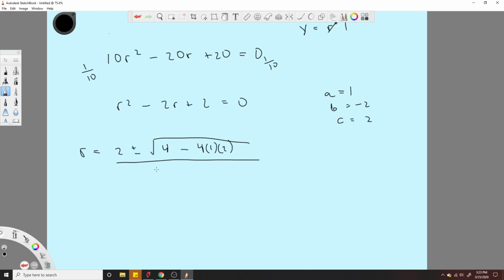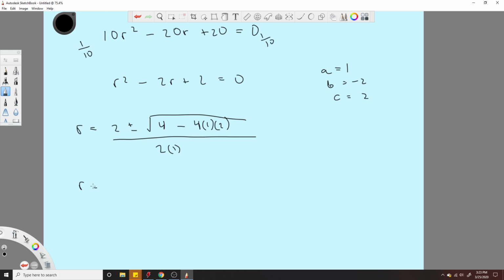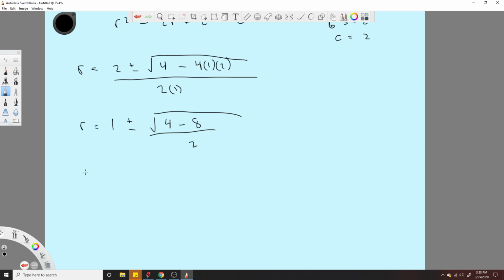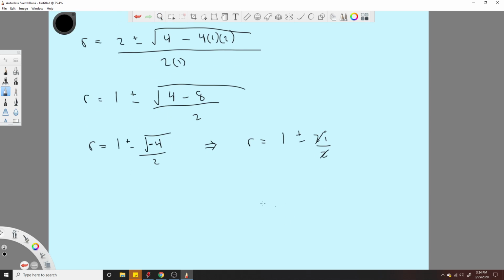all over 2 times a, which is 1. So this 2 over 2 will be a 1, plus or minus the square root of 4 minus 8 over 2. r equals 1 plus or minus the square root of negative 4 over 2, which will become 1 plus or minus, that square root of negative 4 is going to be 2i over 2. The 2's will cancel. You are left with r is equal to 1 plus or minus i.